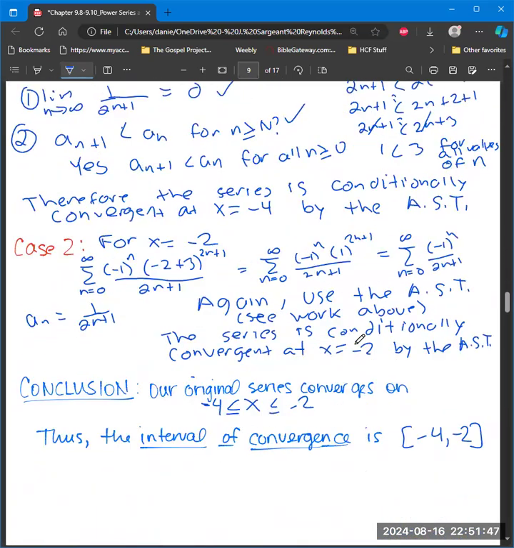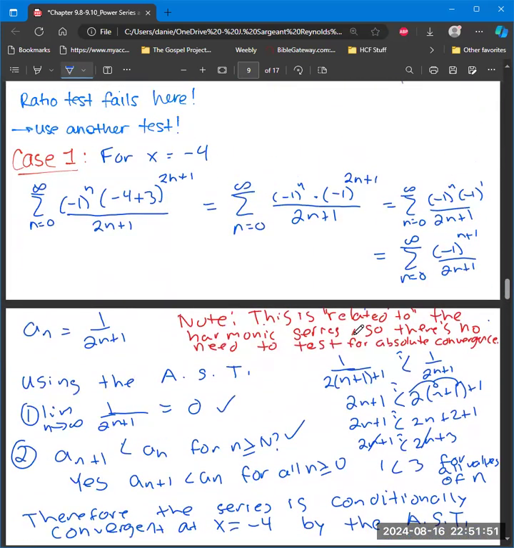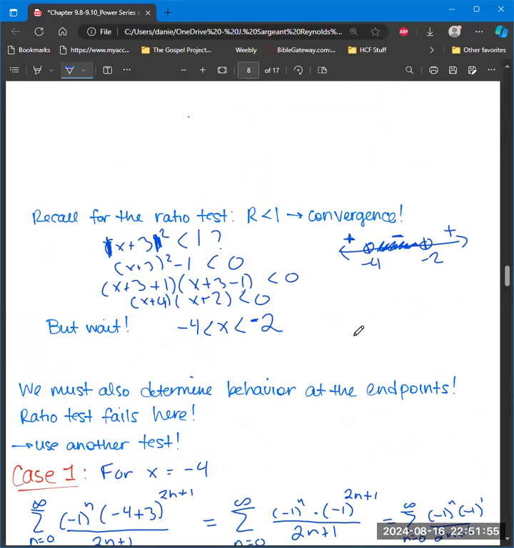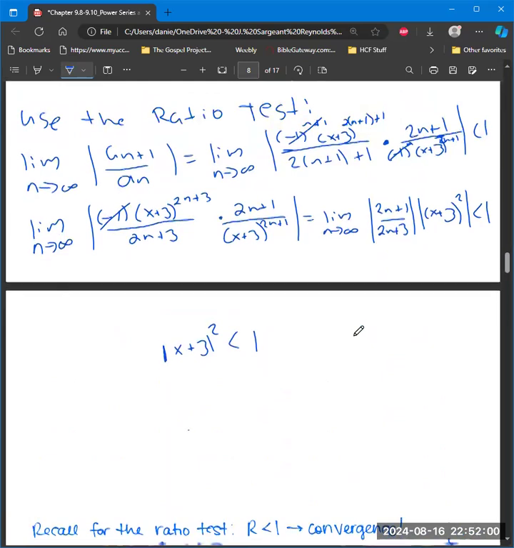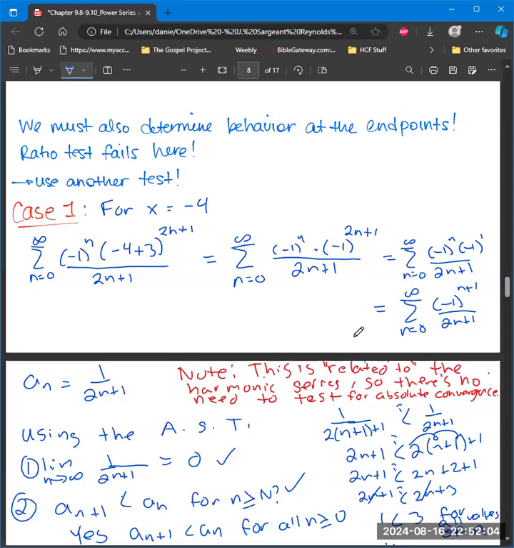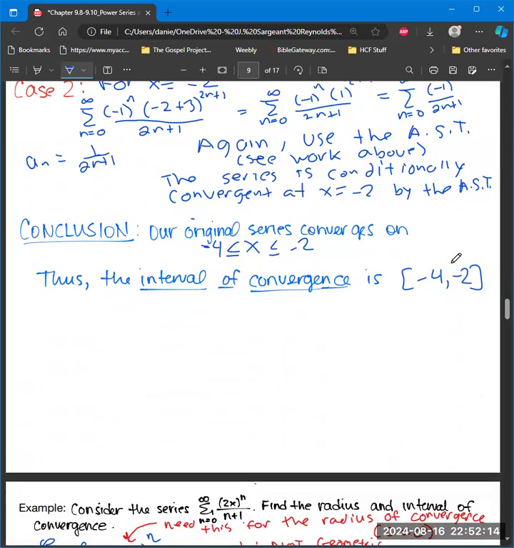I didn't use the ratio test. So it was centered at -3. Yeah, centered at -3. So the radius of convergence is 1 here, because going from the center, I want 1 to the right and 1 to the left.